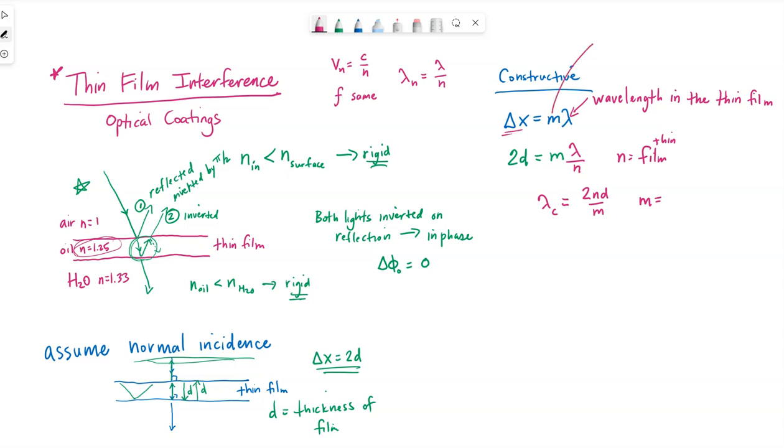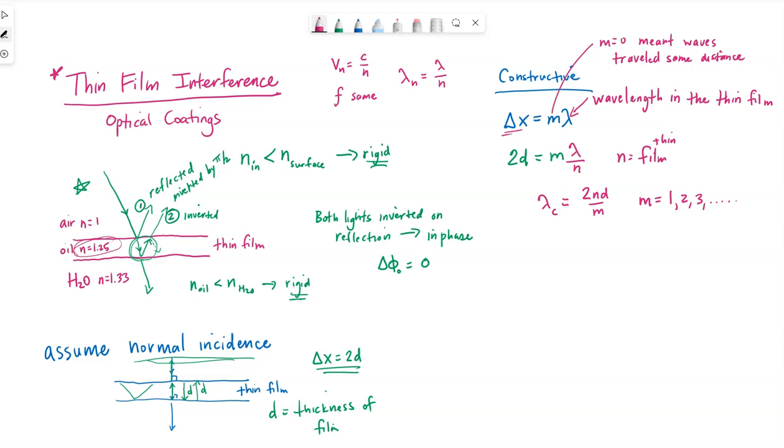If you remember before, m equals 0 meant the waves travel the same distance. But that doesn't make sense in the case of a thin film, because if the waves traveled the same distance, then there was no thin film to travel through. So m in this case needs to start at 1, and there are multiple values for which we will get this constructive interference.